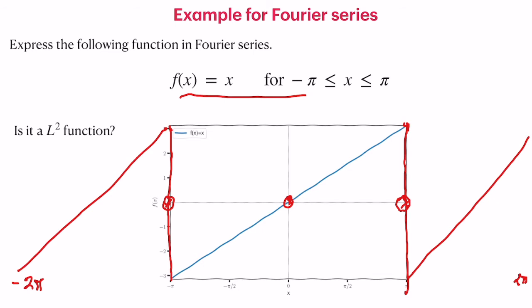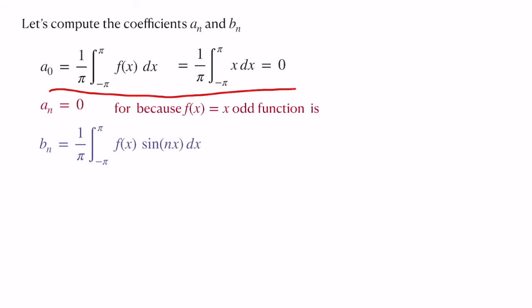So we just have to find the Bn in this case. So let's compute the coefficients. Let's compute Bn. That is, Bn is equal to 1 by pi integral minus pi to plus pi f of x sine nx dx. So what we have is x into sine nx. So this integral needs to be done.